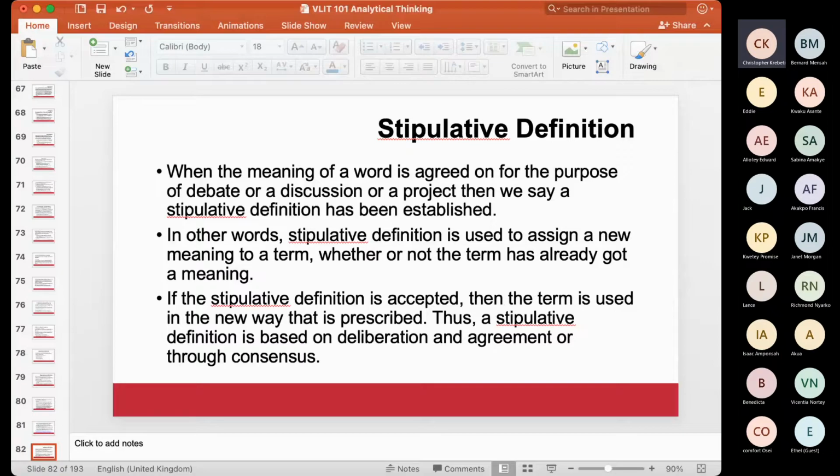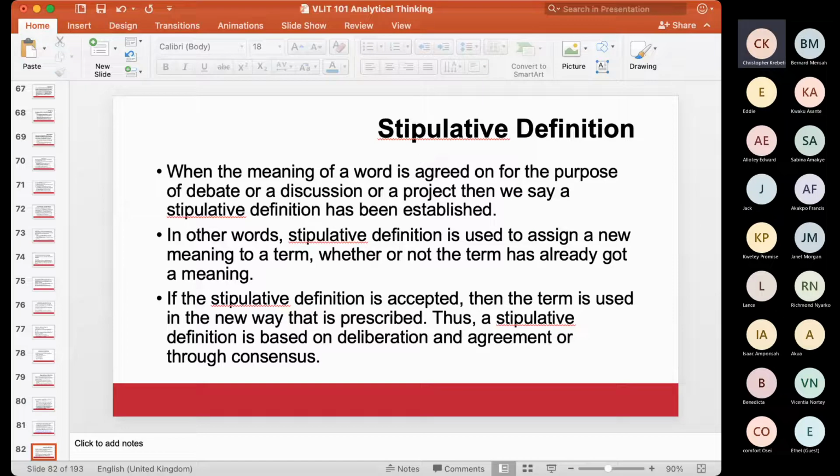Then we come to the stipulative definition. With a stipulative definition, when the meaning of a word is agreed on for the purpose of debate or a discussion or a project, then we say a stipulative definition has been established. So let's say, for instance, in the context of debate, we want to use a particular term, a particular word. That word, we can agree on a definition for the purpose of that debate. And so, this word for this debate means this. When you do that, the word has been stipulated.